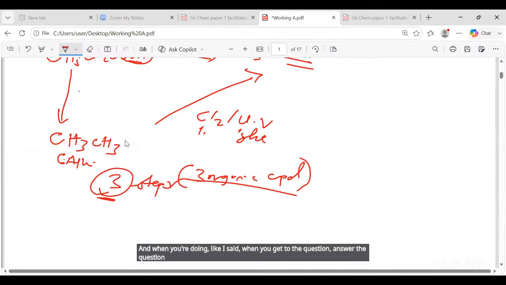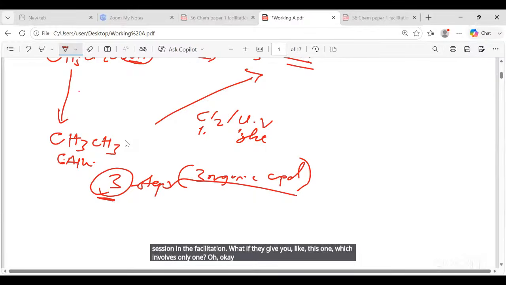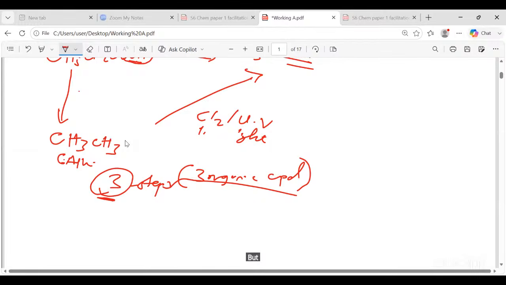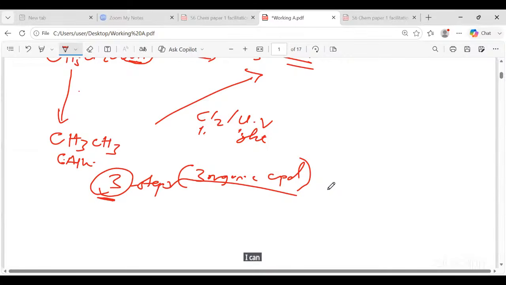Don't come back to what we had only in the session, in the facilitation. What if they give you one like this, which involves only 2 steps? You leave it because they told you that it's supposed to be only 2. But we are saying that for a very good standard item, it will involve at least the minimum of 3 steps. I can see our time is fast spent.